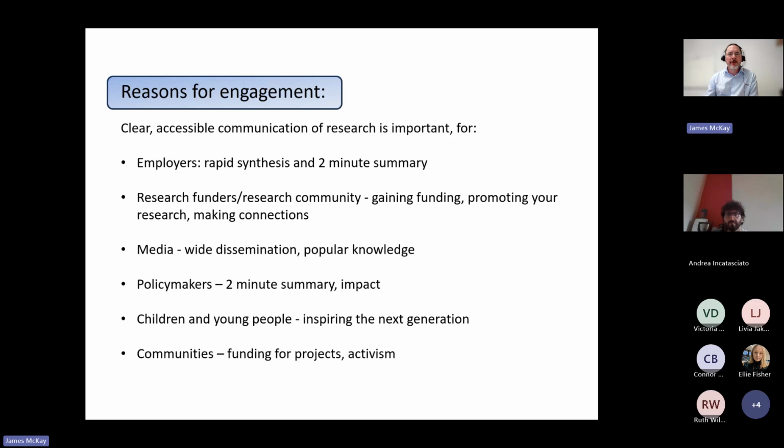And again, with research funders and the research community, being able to communicate really clearly, especially to people who are not in your subject area, could be really critical for making interdisciplinary connections or gaining extra funding for your projects and generally promoting yourself. And then within the media, you can have a huge impact and wide dissemination, a global dissemination, and really kind of drive the popular knowledge of your subject.